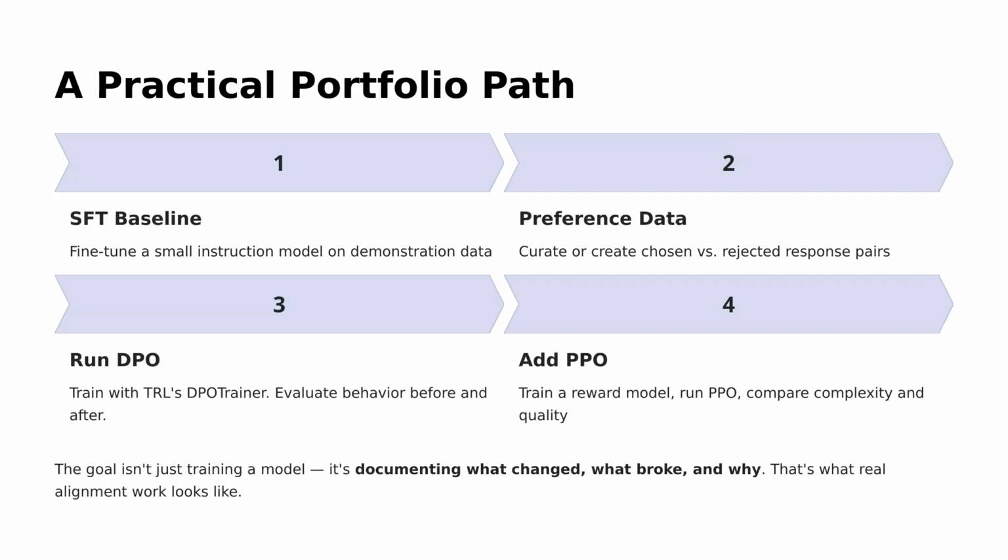Here's a practical portfolio path for alignment work. Start with an SFT baseline by fine-tuning a small instruction model on demonstration data. Then build preference data by collecting chosen versus rejected response pairs. Use that to run DPO and compare behavior before and after training. If you want to go further, add PPO by training a reward model and measuring the extra complexity against quality gains. The real value is documenting what changed, what broke, and why.